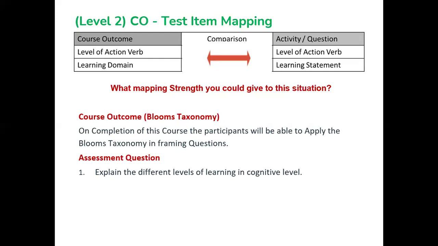First of all, I'm trying to assess whether the participants have attained the course outcome. Suppose in my question paper, this is the question: Explain the different levels of learning in cognitive level. So what is the level of this question? Can anybody suggest? Understanding. Okay, level 2.